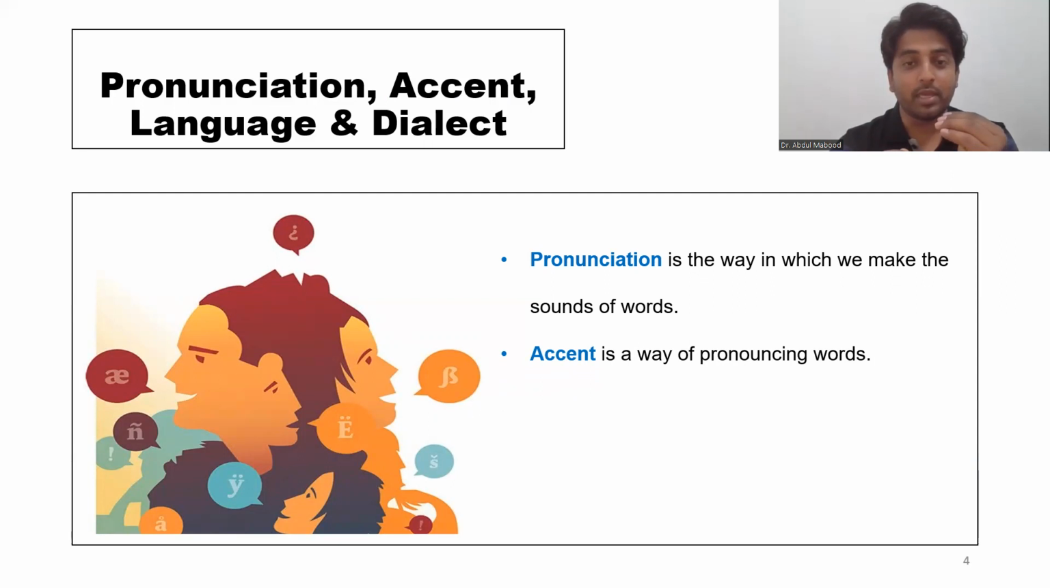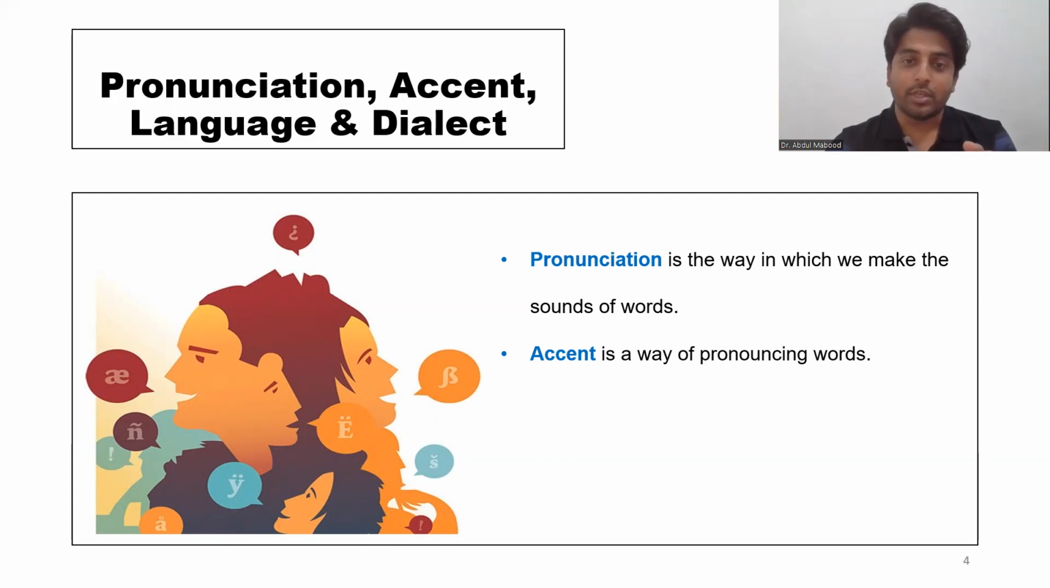Pronunciation is the way in which we make sounds of words. Accent is the way of pronouncing words. Find how you are pronouncing your words. And pronunciation is the sound, and accent is the way you are pronouncing your words, because a word pronounced by you can be different if it is pronounced by someone else. So it is the difference between the accent, right?